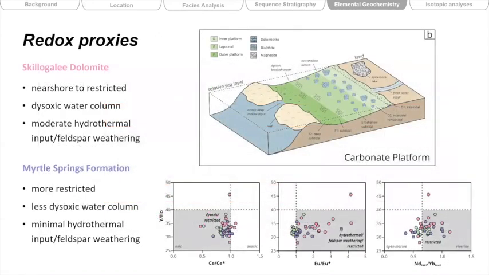If we want to compare this back to our carbonate platform setting, as I said, the Skillogalee represents this nearshore restricted environment with a dysoxic water column, which would likely be in this sort of zone where you're being fed by both oxic shallow waters and more anoxic deep waters. The Myrtle Springs, on the other hand, could be slightly more cut off from the open system. So we're getting less anoxic deep waters, which is producing a slightly more oxic signature. In terms of the europium anomaly, our Skillogalee values are quite high, so we could have large input from feldspar weathering.